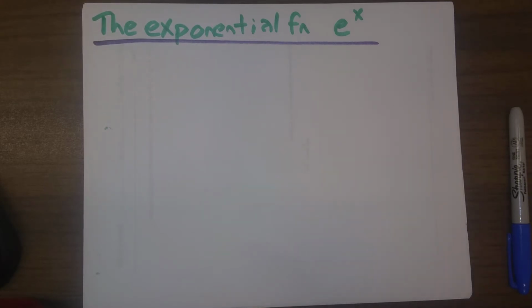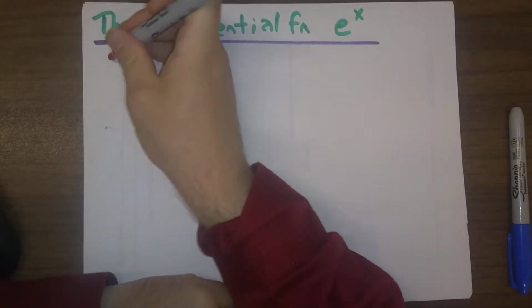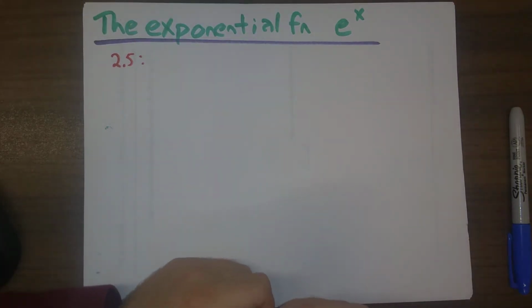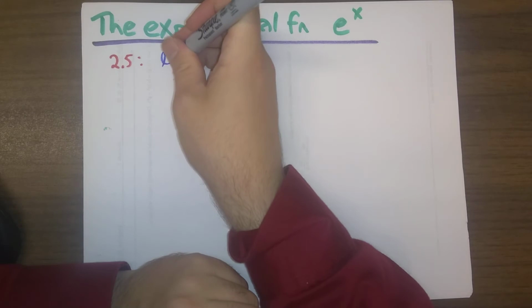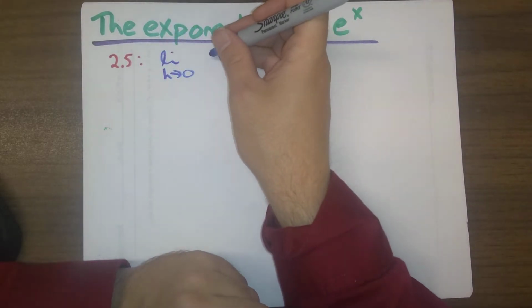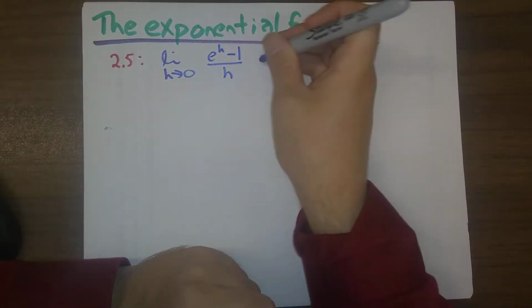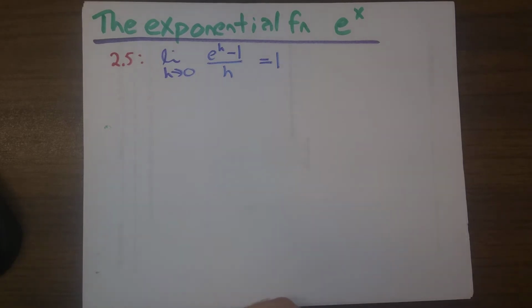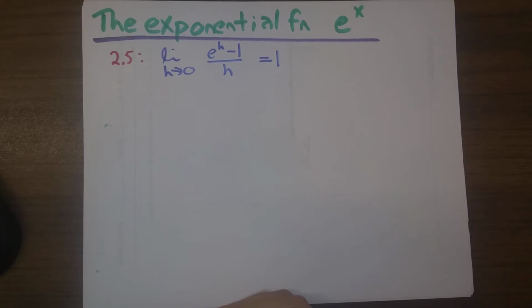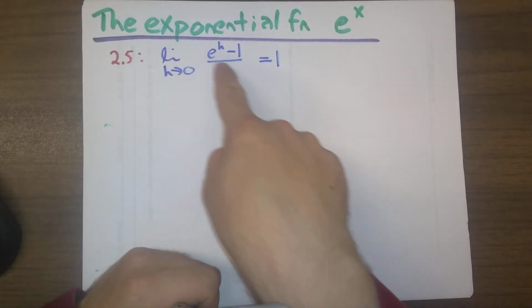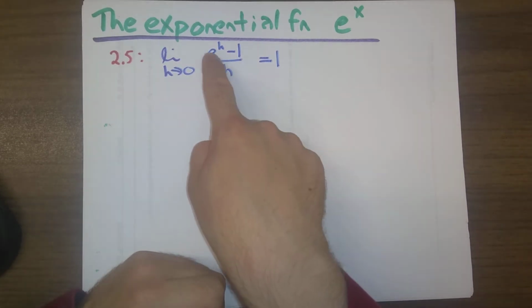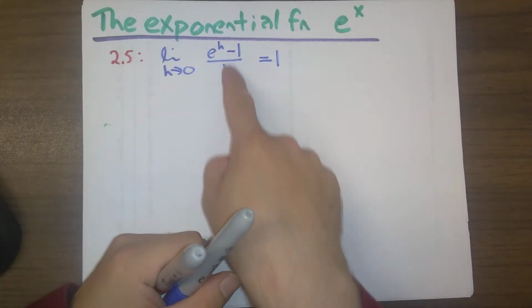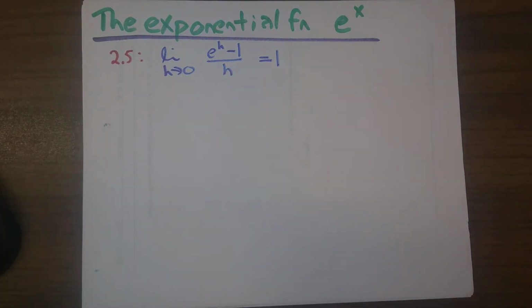So, first thing I want to say here is that in section 2.5, there was a discussion of the fact that the limit as h goes to 0 of e to the h minus 1 over h is equal to 1. In that section, it was investigated numerically and graphically. Let's just realize here that when we plug in 0, we have 1 minus 1 over 0, so that's 0 over 0. So this is a 0 over 0 indeterminate form, which is why it was in section 2.5.